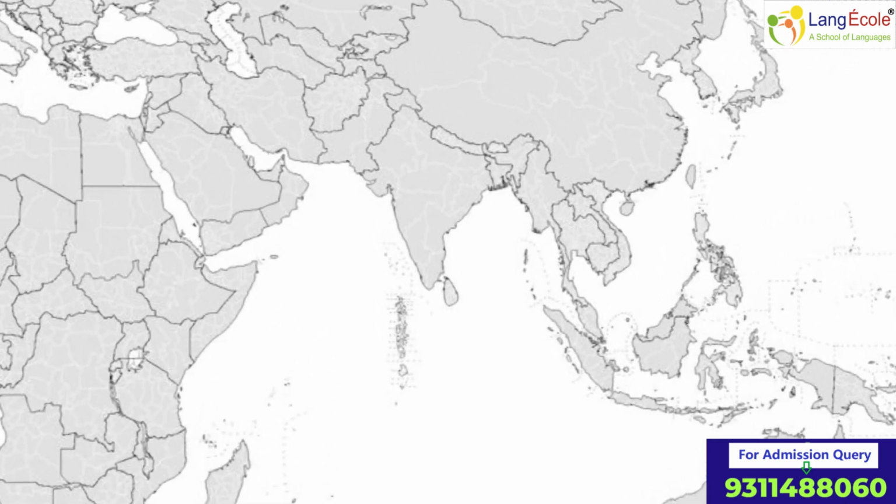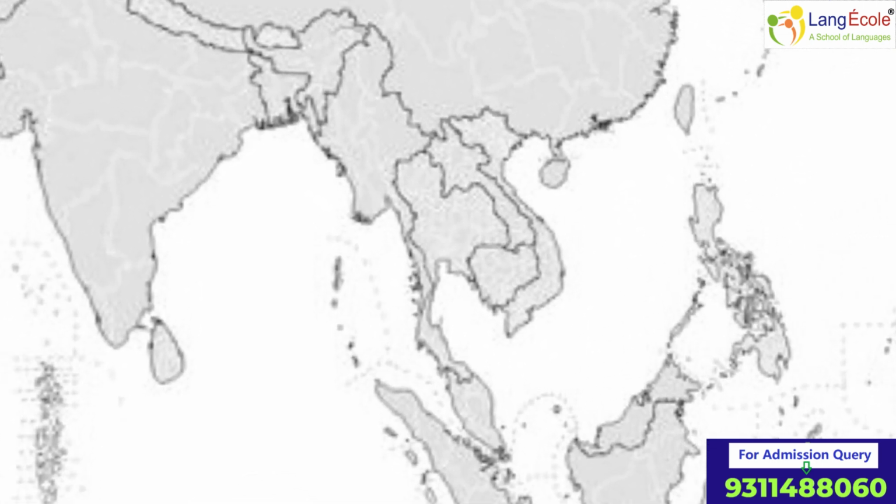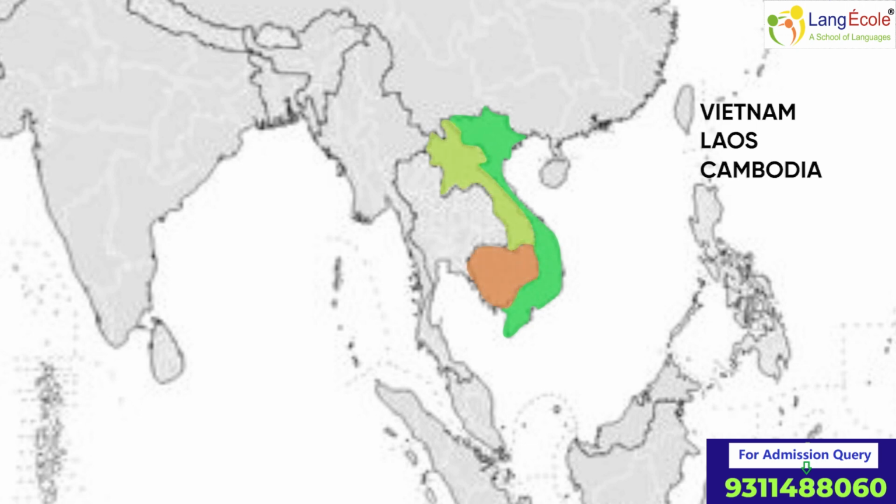French was the official language of the colony of French Indochina, comprising modern-day Vietnam, Laos, and Cambodia. It continues to be an administrative language in Laos and Cambodia, although its influence has waned in recent decades.